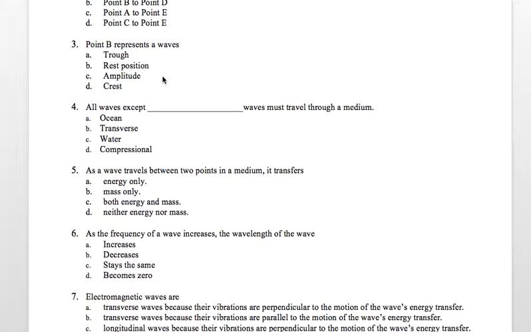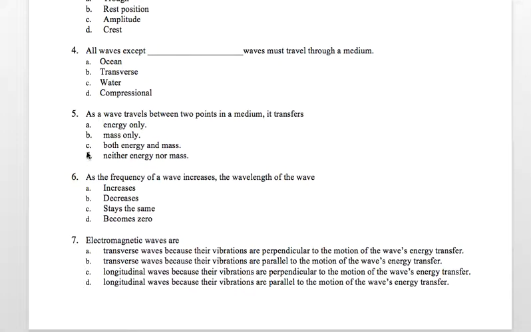Number 4, all waves except blank waves must travel through a medium. A, ocean, B, transverse, C, water, or D, compressional. Number 5, as a wave travels between 2 points in a medium, it transfers A, energy only, B, mass only, C, both energy and mass, D, neither energy nor mass.